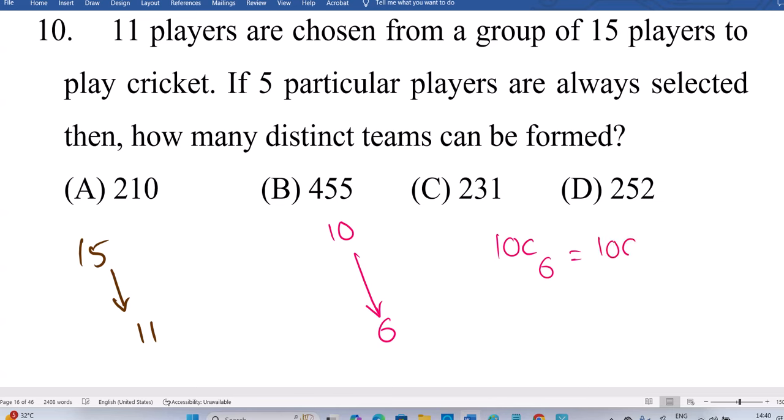10C6 is nothing but 10C4, both are the same. Selecting 6 people or rejecting 4 people. Out of 10 people, rejecting 4 or selecting 6, both are equal.